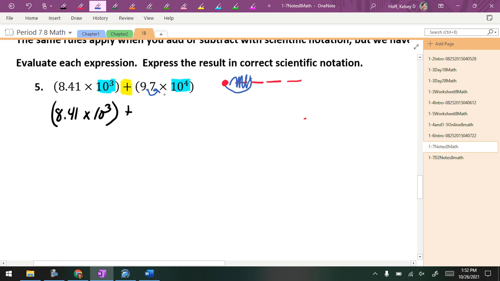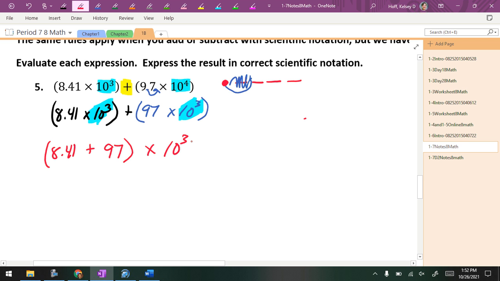9.7 becomes 97 times 10 to the 3rd. Now we reached our goal. We have matching exponents. Now we're going to regroup this: 8.41 plus 97. And we got 10 to the 3rd to match, so we're just going to drag down 10 to the 3rd.